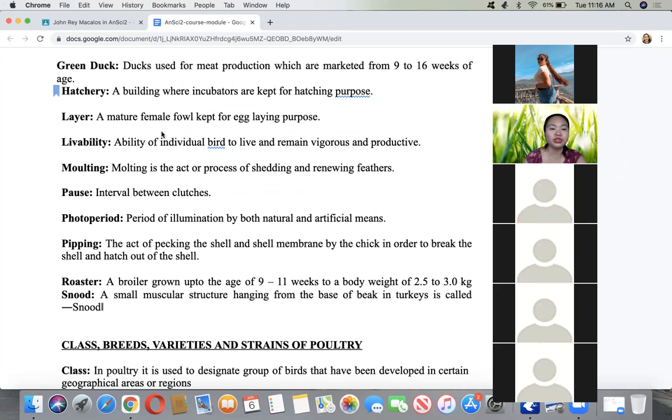Layer is also a mature female fowl kept for egg laying purpose. So, yun yung sinasabi ko kanina, kung merong broiler, which is for meat, layer naman tawag for egg. Or you can also, however, eat the meat of the layer pero medyo matigas na siya. Nakatilaw na mo og layer nga meat, nga pang itlog siya na inyong giihaw. Usually ang tawag nila is ha?